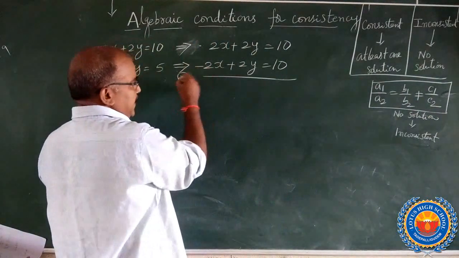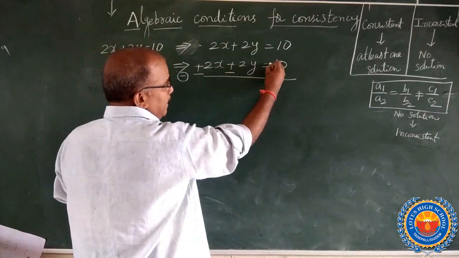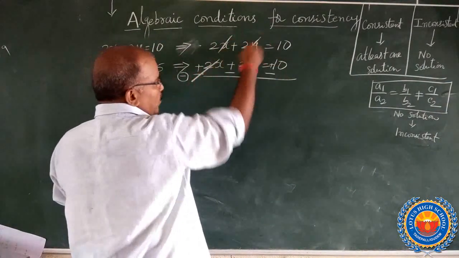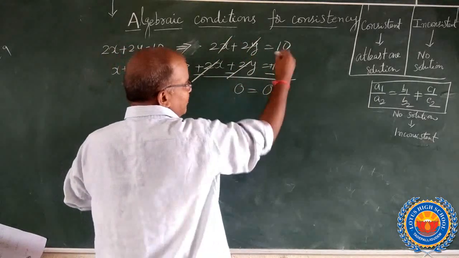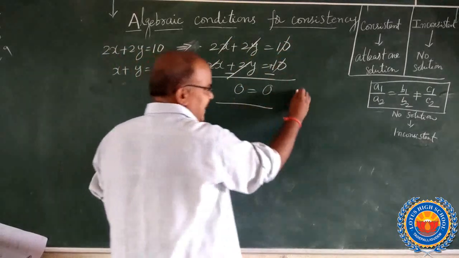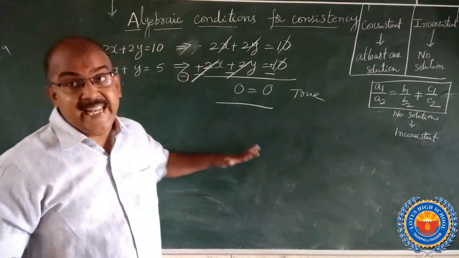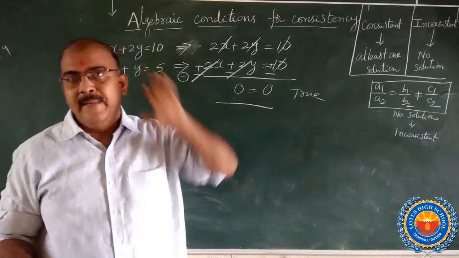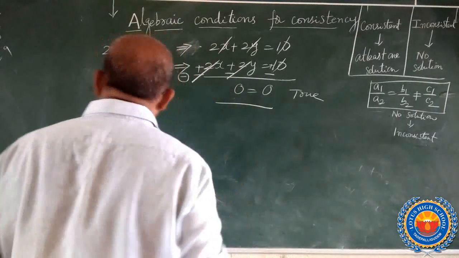Subtraction: plus becomes minus. So 2x minus 2x is 0, 2y minus 2y is 0, 10 minus 10 is 0. 0 is equal to 0. Yes, it is true. In this case, we can say infinitely many solutions. So this is one example.